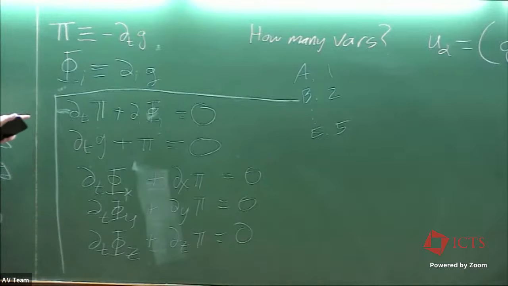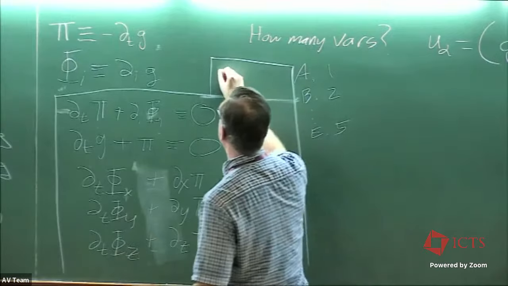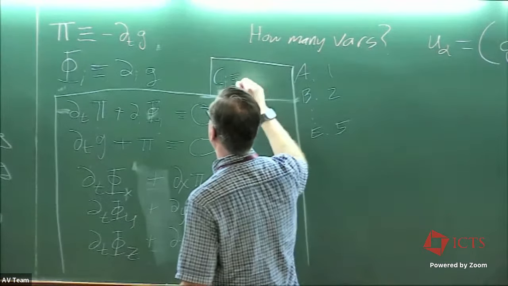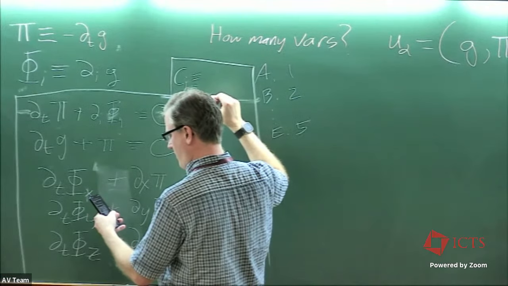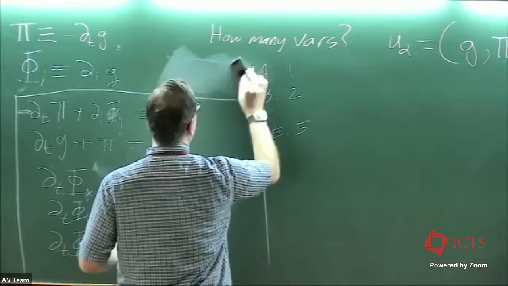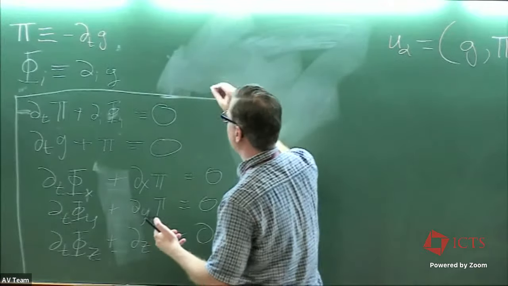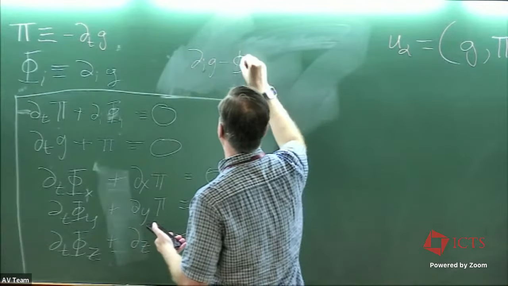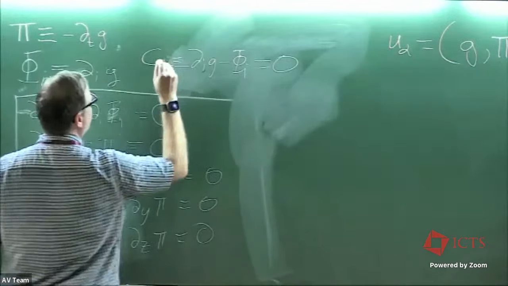But this is not the whole system of equations. This is only the system of equations if this definition is true. So there's actually another equation in here. And the other equation is C sub I, which is defined as, which order am I going to write this? Let me not do it that way. I think we're done with that voting question. We also have to have that this equation is true. In particular, partial I of g minus phi I had better be equal to zero. I'm going to make a definition and call this left-hand side the constraint, C sub I.